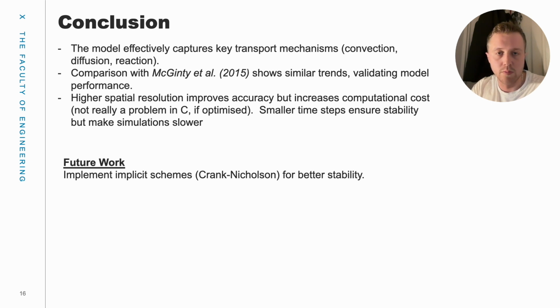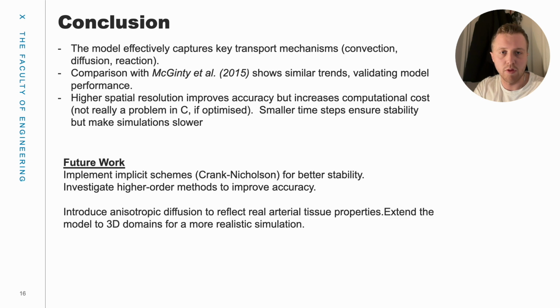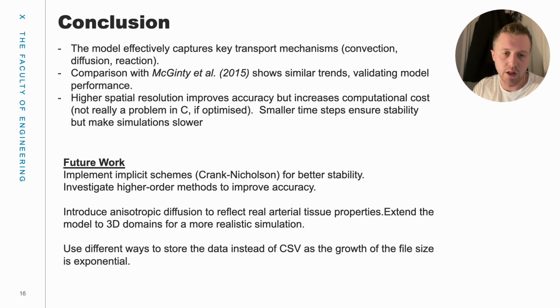as you have to implement a matrix solver. So I'd use higher order methods, again increasing computational cost, and you could lose some data if you're starting from different steps. I'd also, since diffusion is anisotropic, working in different directions, want to model real arterial properties and move into 3D, and I would use a different way of doing the CSV.